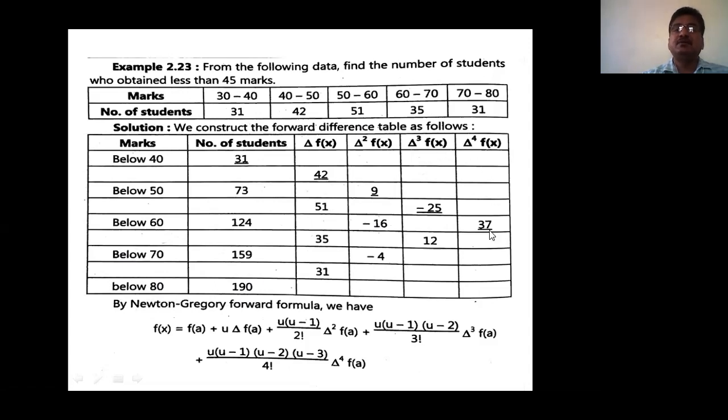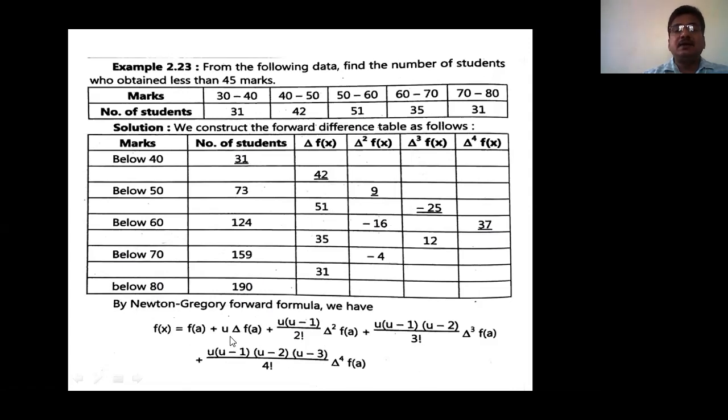Okay, and these values are important. These underlined values are important. Then write the Newton's forward interpolation formula, the general forward interpolation formula, up to delta raised to 4 f of a, because the last column is what? Delta raised to 4 fx, or delta raised to 4 y.